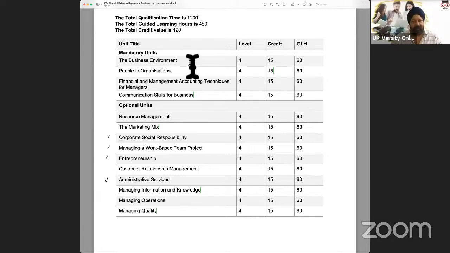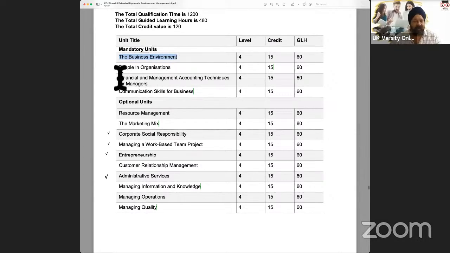Now, some of these units, like the business environment, are taught by either me or Mr. Zafar Iqbal. People in organization is done by Shazia. Finance is done by Anjum. Communication skills is done by Shazia. Now, if I look at marketing mix, it'll be Zafar Iqbal or Anjum. Corporate social responsibility, either Anjum or Zafar Iqbal. Managing a work-based team project, either myself or Sanjay. Entrepreneurship, myself or Anjum. And then if you choose other units like administrative services, CRM, managing knowledge, there are different tutors who will teach these different units.